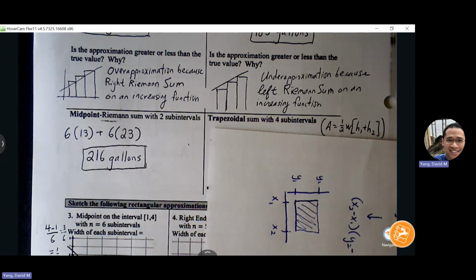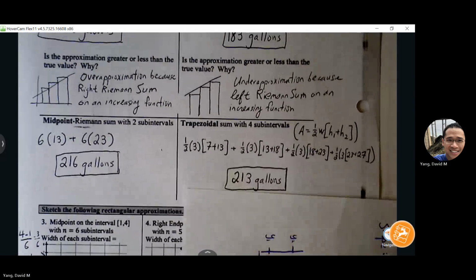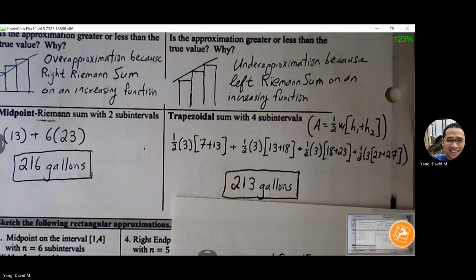So my first trapezoid is width of 3, height of 7 and 13. Second trapezoid, width of 3, height of 13 and 18. So this is how I would write it out. Technically, you could factor the 1/2 and 3 out, but more times than not, your subintervals will be different. So I just like to get in the habit of treating every trapezoid as its own thing. Let's not try to combine anything. It's just cleaner this way.